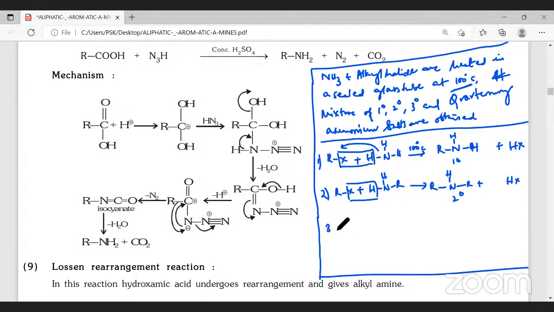Now this hydrogen also can be replaced. So we write the third step. We write RX, alkyl halide, plus H, N, R, and R. This H and X get eliminated as HX. And we get R, N, R, and R. This is a tertiary amine. Now, the fourth step: this RX reacts with the tertiary amine.